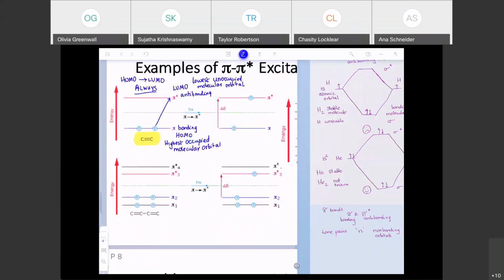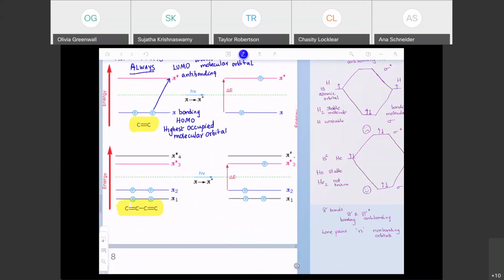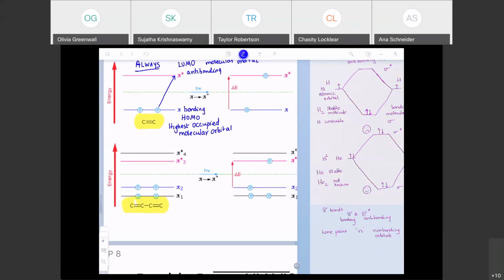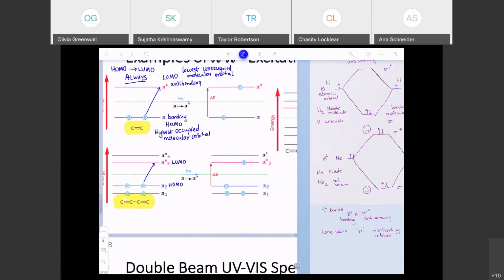Let's go to the bottom where we have two double bonds. You have two double bonds, so you got pi 1 and pi 2. Those are the bonding. Pi star 3 and pi star 4. The star indicates the anti-bonding, which is higher in energy. This is my HOMO, highest occupied molecular orbital. This is my LUMO. I hit it with light. It's always HOMO to LUMO. So an electron from pi 2 goes to pi 3. No other transition will take place.